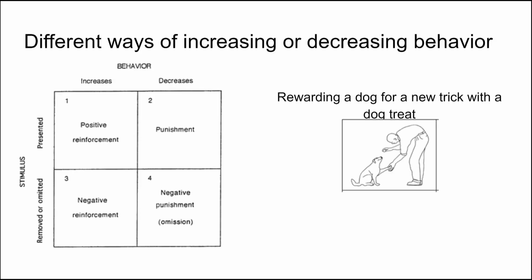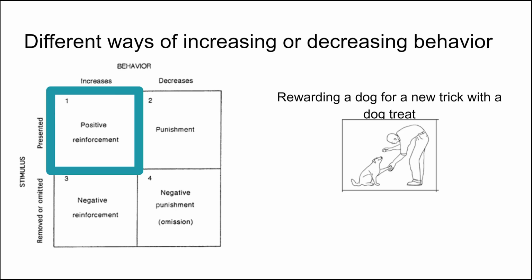Rewarding a dog for performing a new trick with a dog treat. What's the behavior? What's the stimulus that changes after the behavior occurs, aka the consequence? Is something added or removed? Does the behavior increase or decrease? Use all of that information to figure out what quadrant this contingency belongs in.